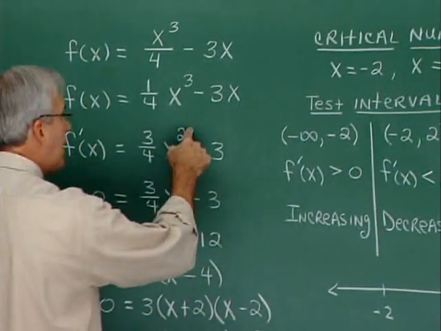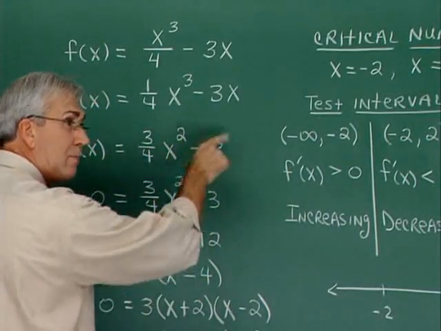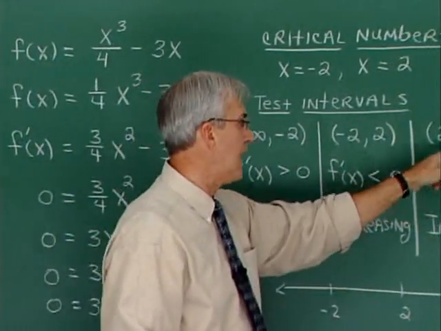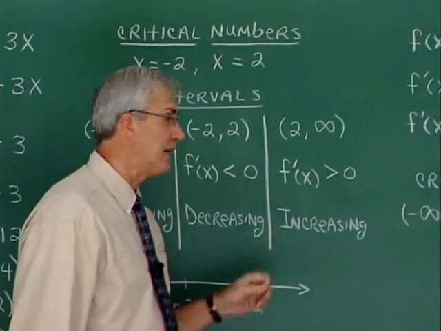Really big numbers squared, huge. 3/4 of that, still big. Minus 3, positive values. So the derivative function is positive for x values that lie in this interval, and therefore the graph of f is increasing in that interval.